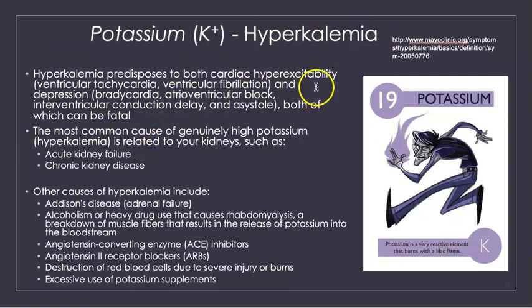So we have hyperkalemia, so too much potassium. And we saw a little bit about this when we talked about the heart earlier on in the semester. The most common cause is related to the kidneys, either kidney failure or kidney disease. But there can be some other causes: Addison's disease, alcoholism, heavy drug use, anything that might damage the kidneys. Any of these things can cause hyperkalemia to occur.